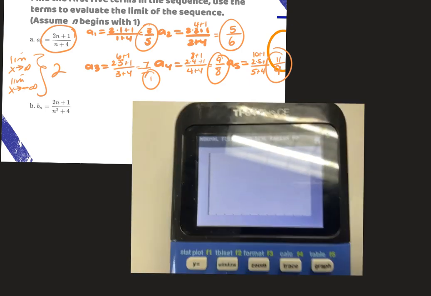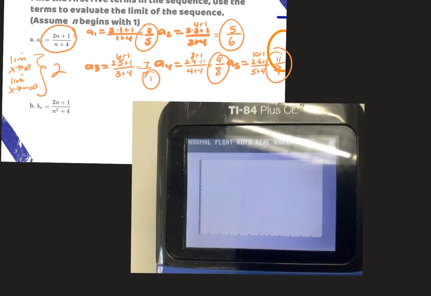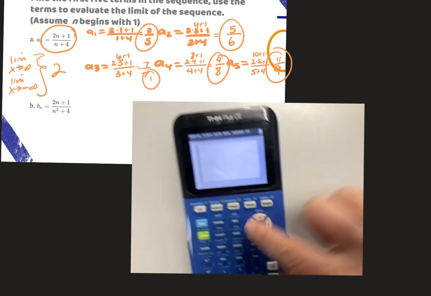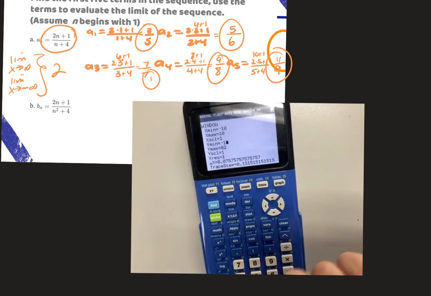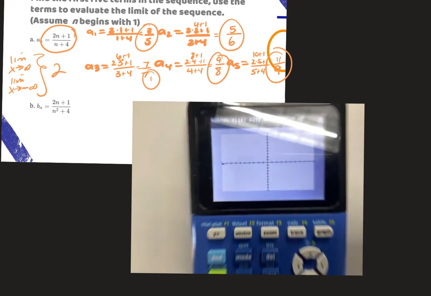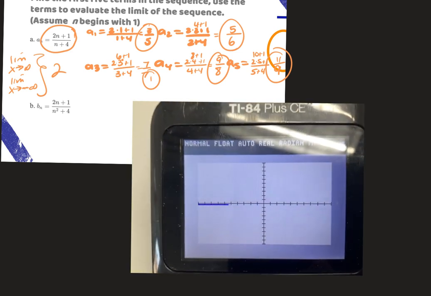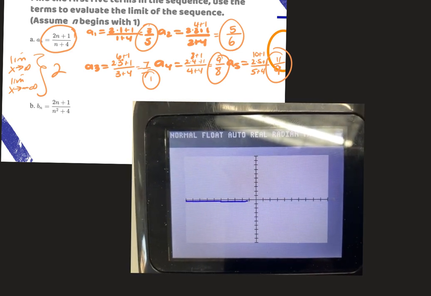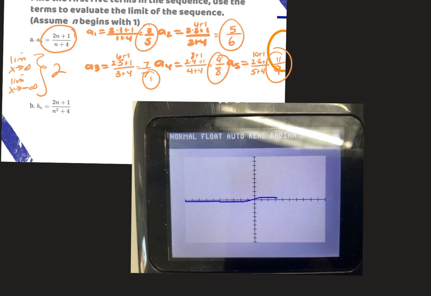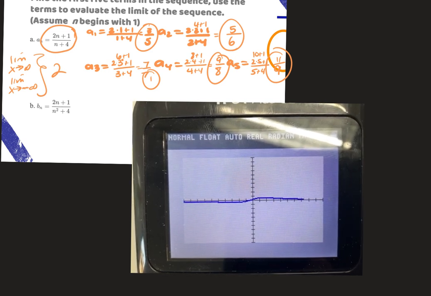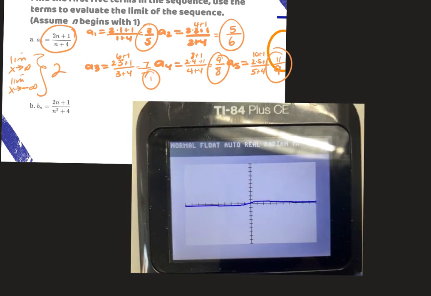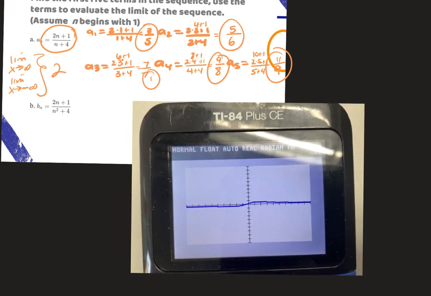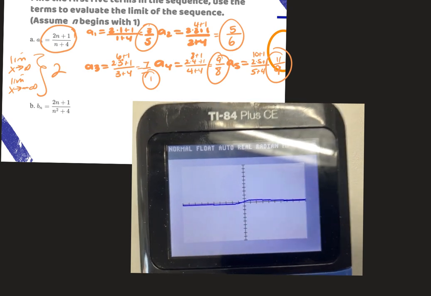Oh, my window is very off. Let me see. Hang on. I'm going to adjust my window. Negative 10, 10. Negative 10, 10. And I'm going to hit graph. All right, so it's definitely approaching that center line, right? That the y equals 0 line, if I look at the left-hand side and the right-hand side.